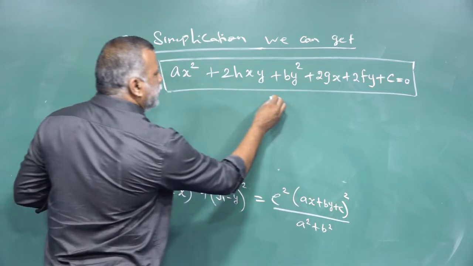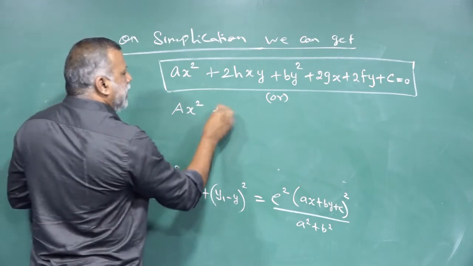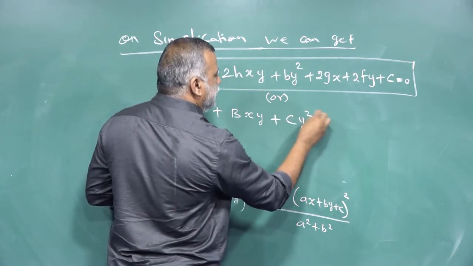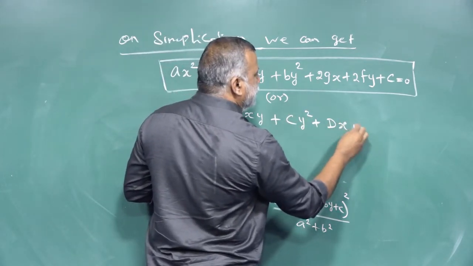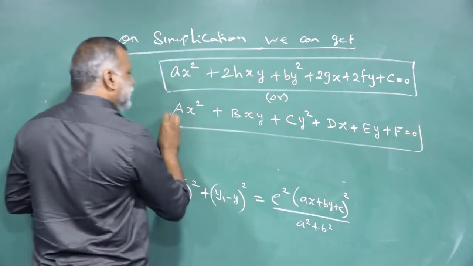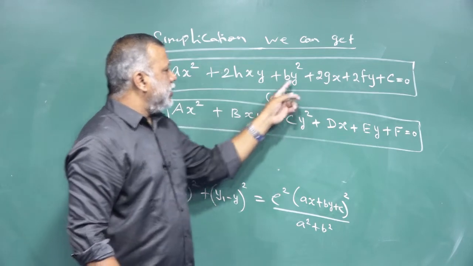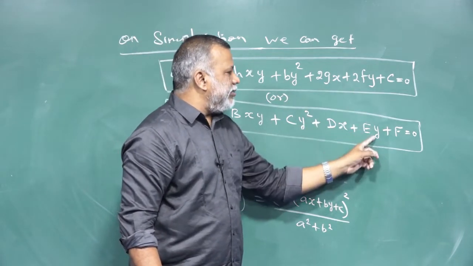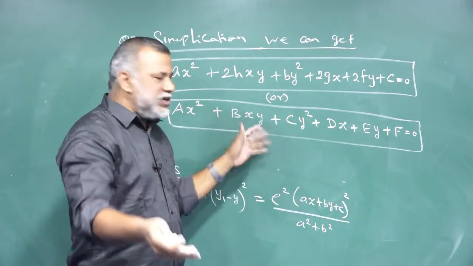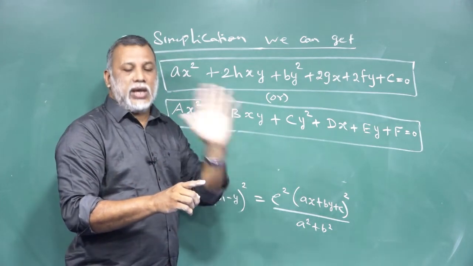Instead of this, in your book, they are giving a new naming: ax² + bxy + cy² + dx + ey + f = 0. Both are the same only: x² family, xy family, y² family, x family, y family, and again a constant. So this is the general second degree equation in x and y.